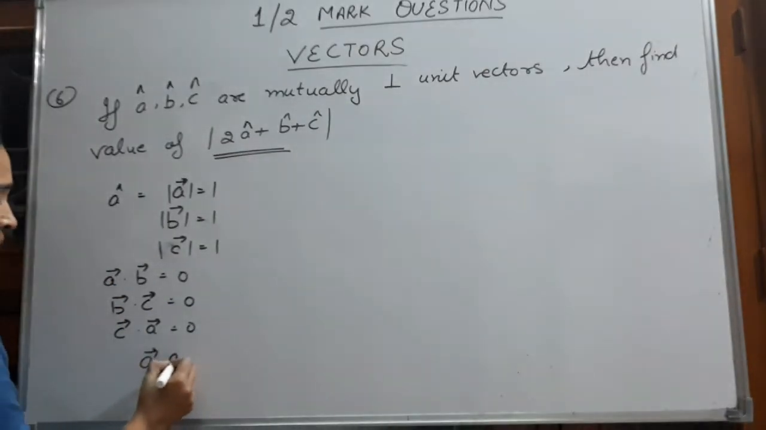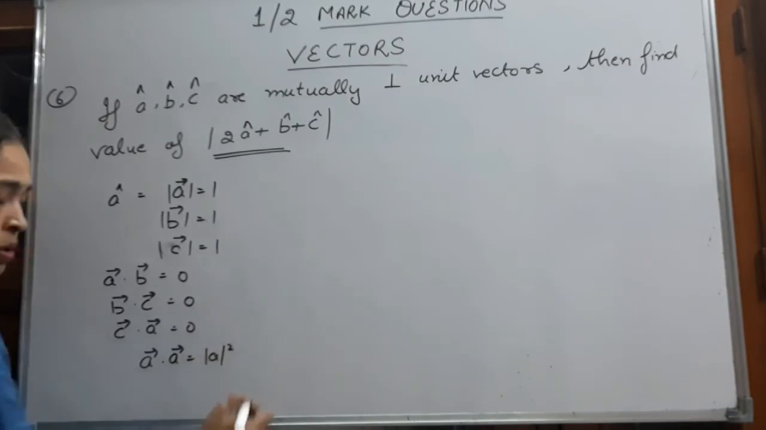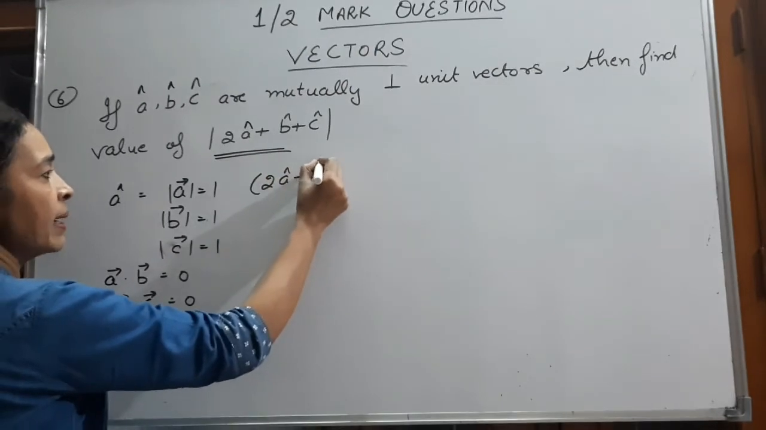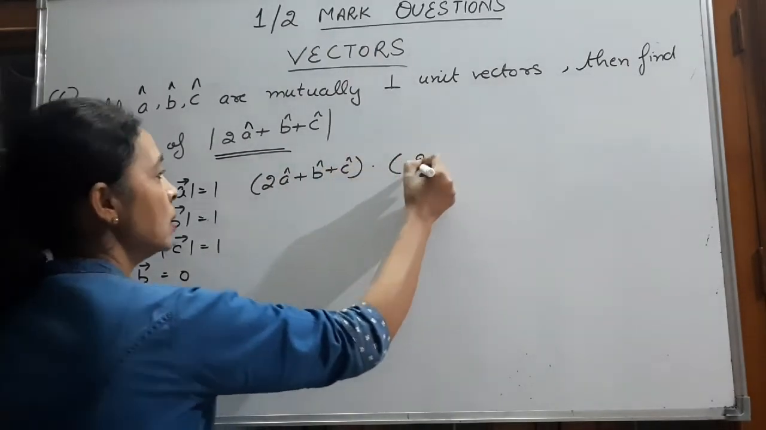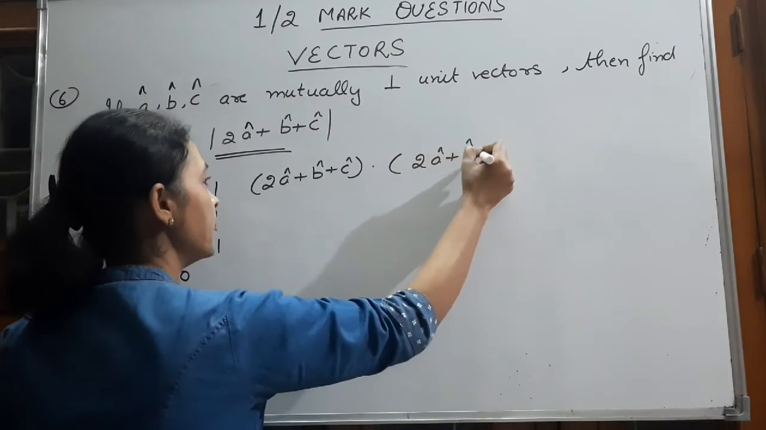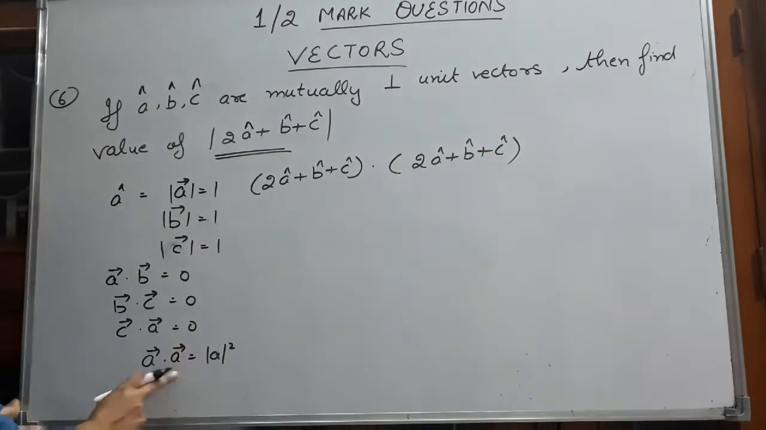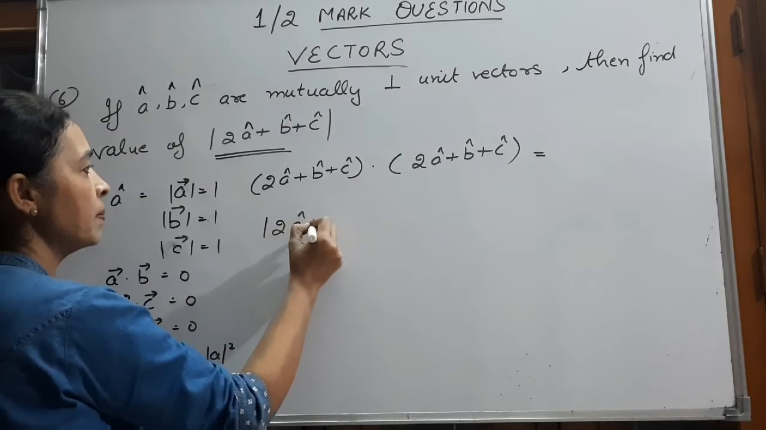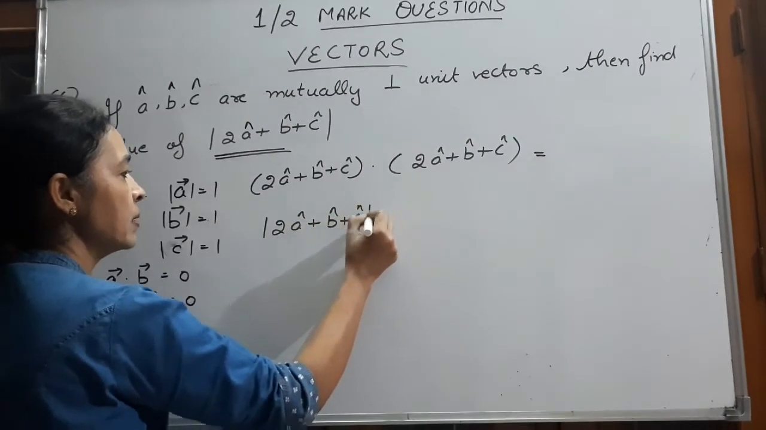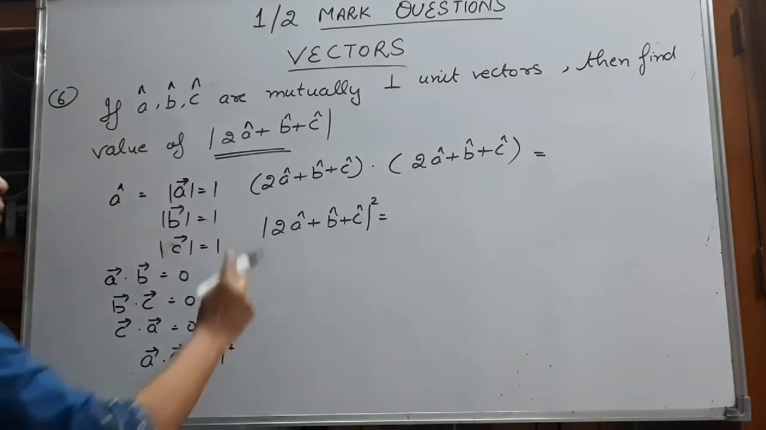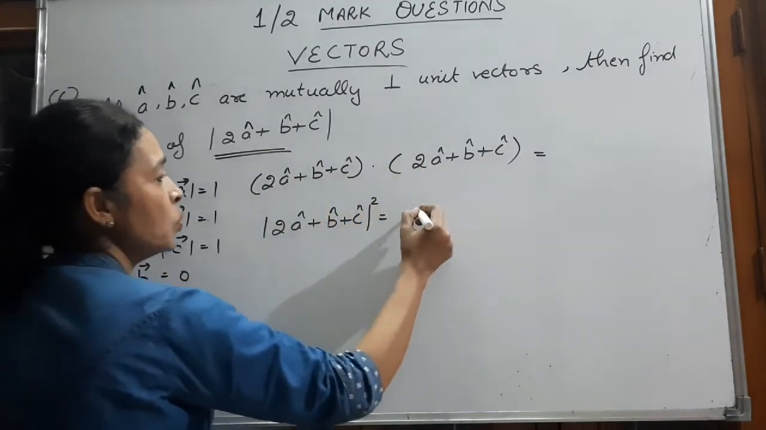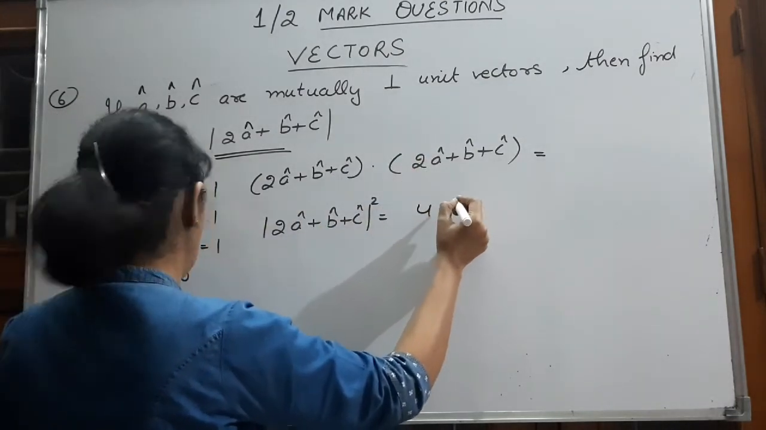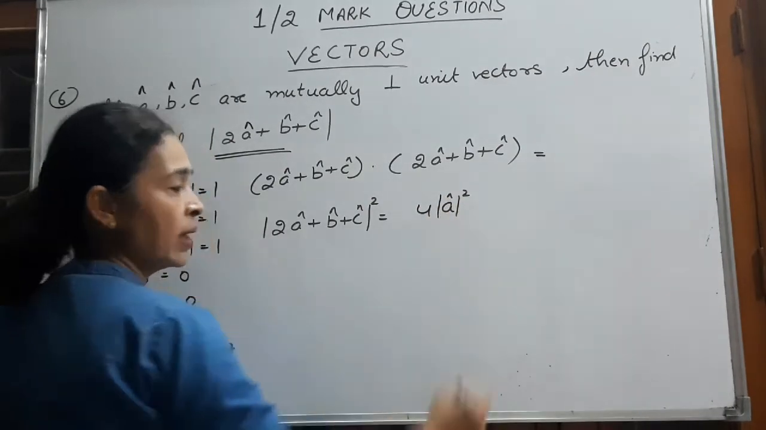Vector A dot vector A is the magnitude of A whole square. What we will write? 2A cap plus B cap plus C cap dot 2A cap plus B cap plus C cap. A dot A is the magnitude of A whole square. This will be equal to magnitude of 2A cap plus B cap plus C cap whole square. Now dot product 2A cap into 2A cap. 2 into 2 is 4. A cap into A cap is the magnitude of A whole square.